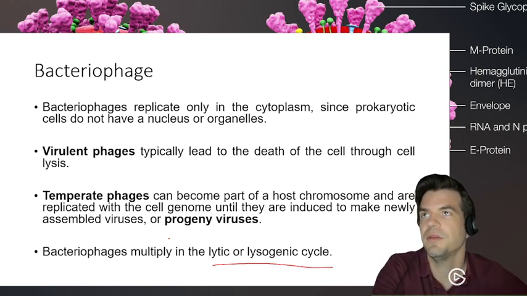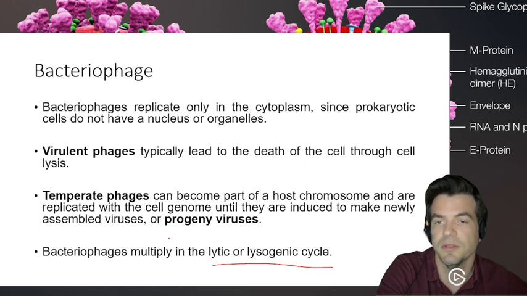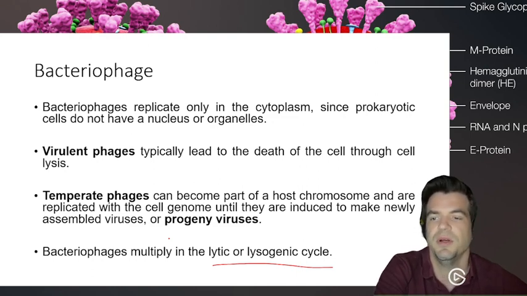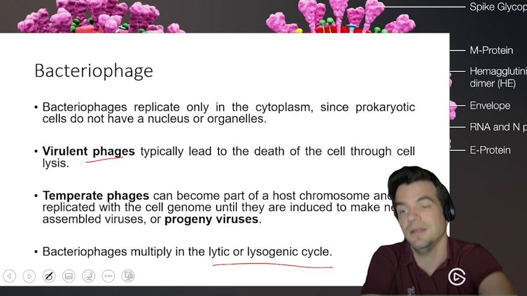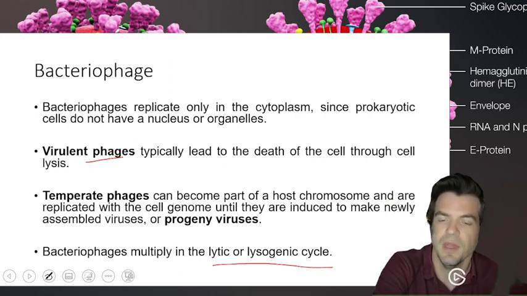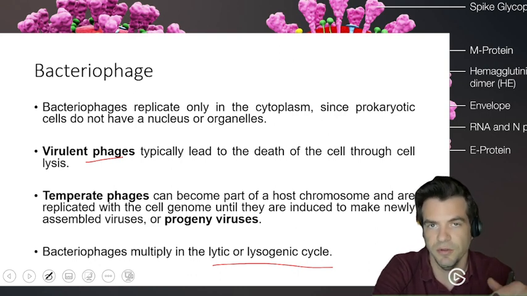So, bacteriophages only replicate in the cytoplasm since prokaryotes don't have a nucleus or organelles. So, when they are made, they're made readily and they begin to go under their cycles, and typically they will become a virulent phage, where the phage actually dies or makes the host die at the end of the cycle. There's also temperate phages, which are more likely to become integrated into the host's genome than they are to be deadly.